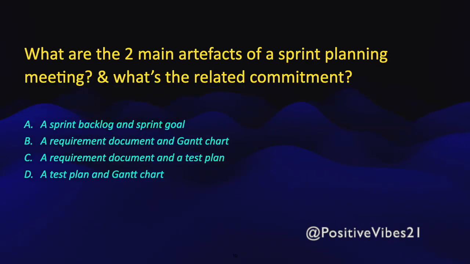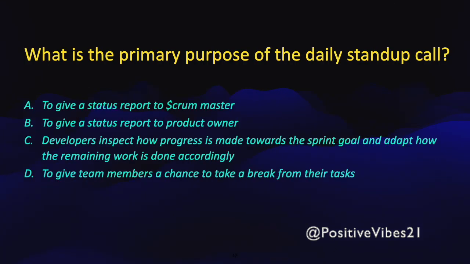What are the two main artifacts of a sprint planning meeting, and what is the related commitment? Okay, so the main artifacts of a sprint planning meeting are... let's try to answer this one. A sprint backlog and a sprint goal, or a requirement document and Gantt chart, a requirement document and test plan, a test plan and Gantt chart. I think the first one is a pretty clear answer here. The rest, all three are not really even close. So yeah, that's the right answer. Let's move on to the next one.